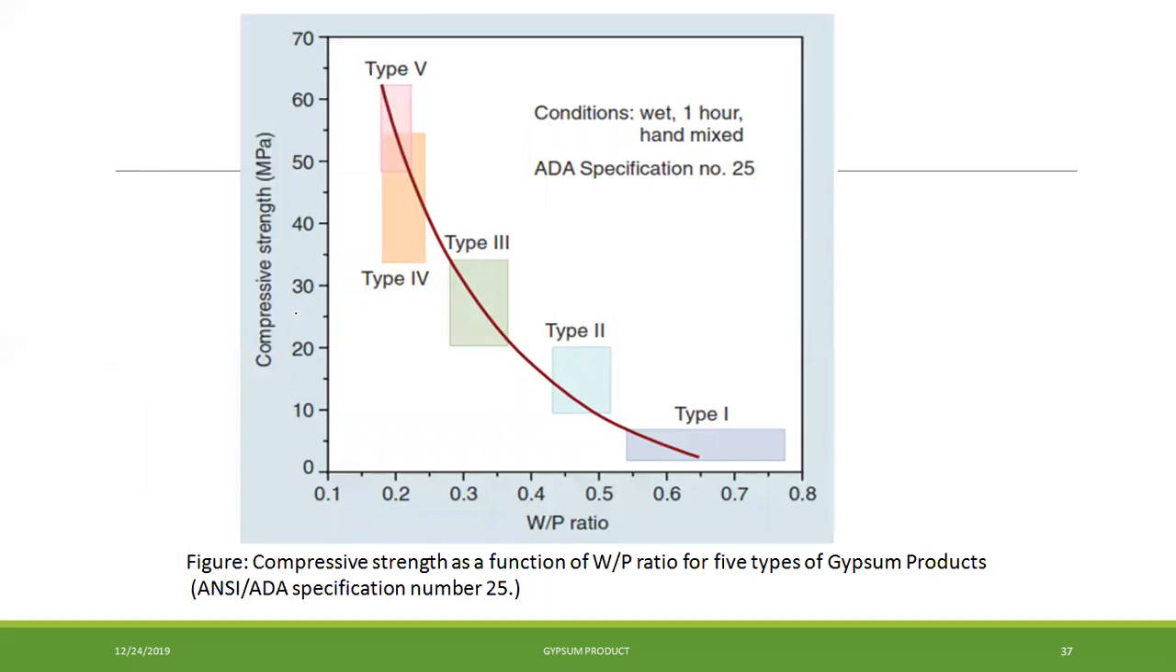Right. So in case of type 5, we have the highest compressive strength, right? Because water powder ratio is very low.